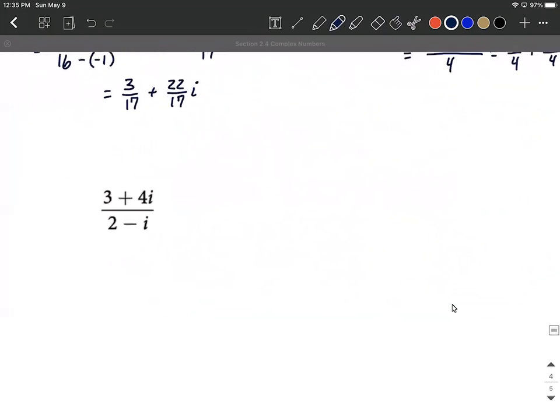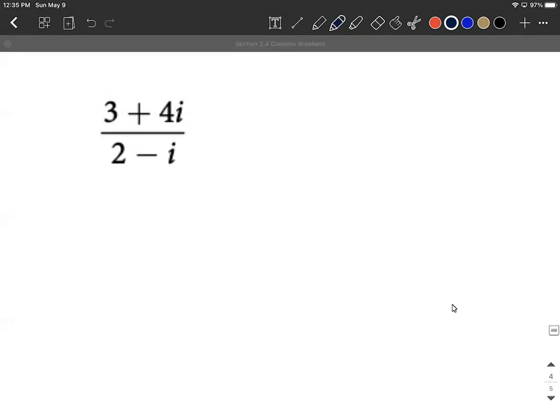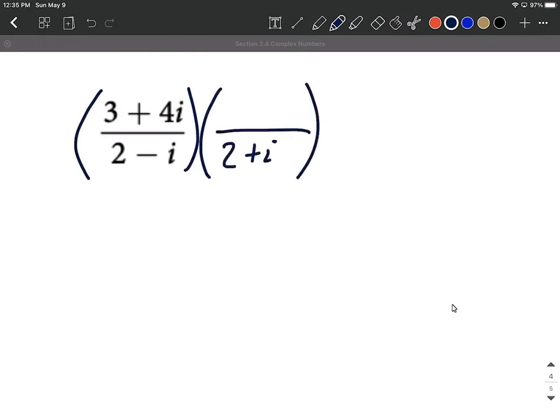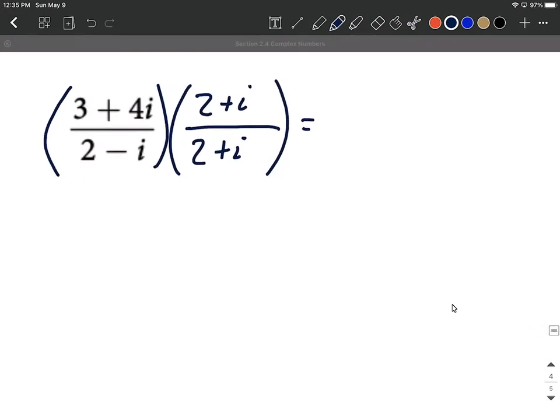All right, one more example here. Let's go through 3 plus 4i over 2 minus i. Again, multiply by that complex conjugate of the denominator. So in this case, it's going to be 2 plus i. Take your time, multiply through, distribute here.